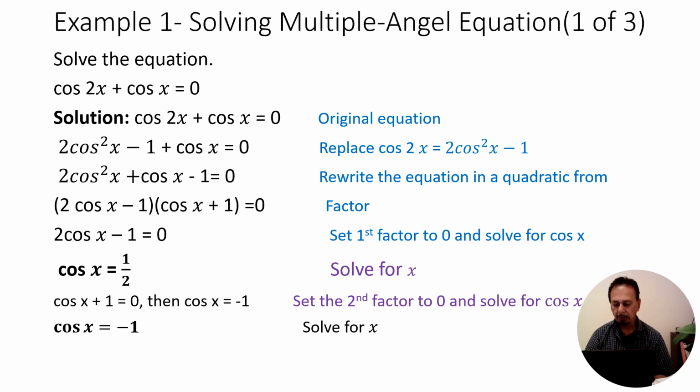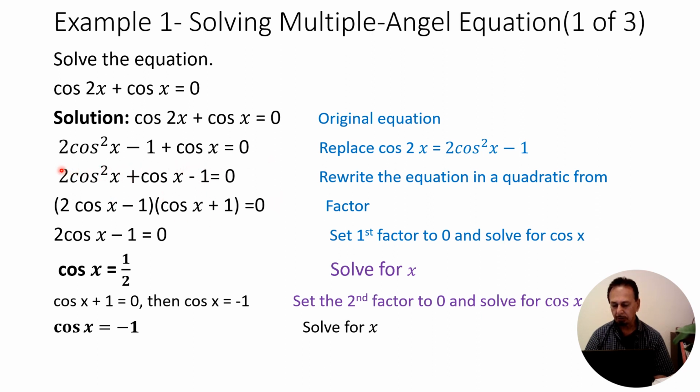So here's example 1. Solve cosine 2x plus cosine x equal to 0. This is our original equation. We cannot factor anything, so we have to replace cosine 2x using the double angle formula, 2 cosine squared x minus 1. So this equation becomes 2 cosine squared x minus 1 plus cosine x equal to 0.